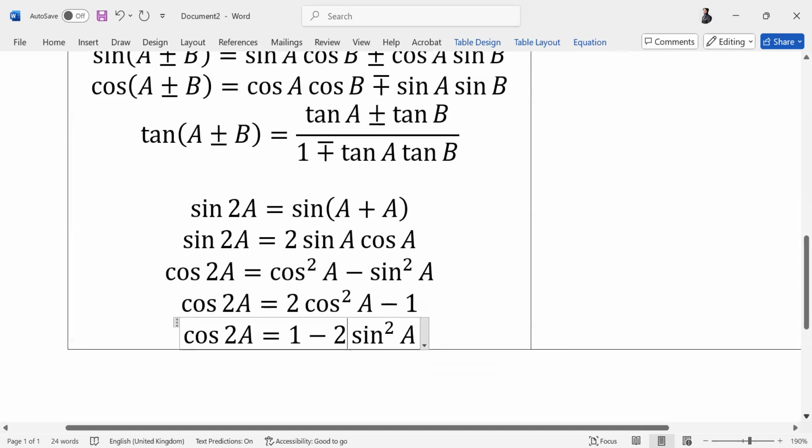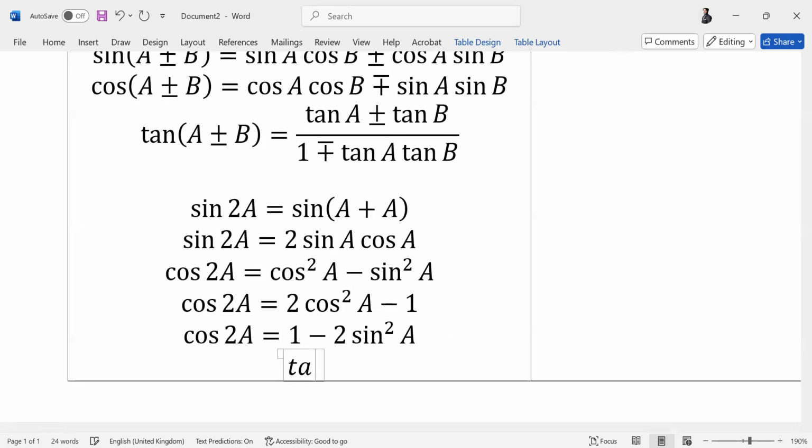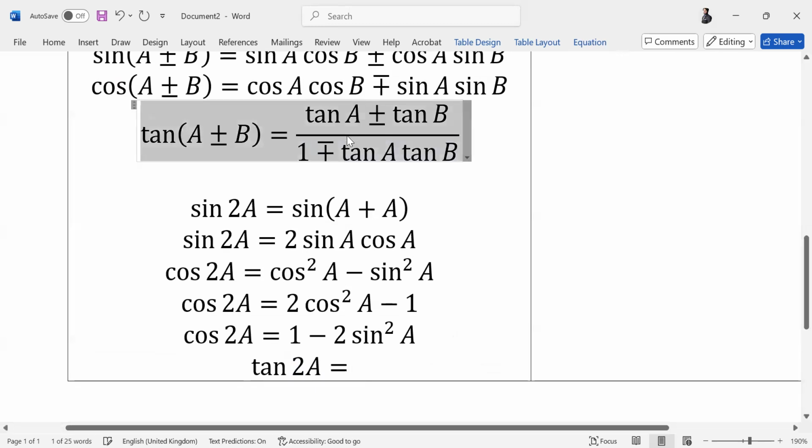Now just do this once for tan as well, and then we are almost done with the compound and the double angle. Tan 2A. Use the compound angle expansion that we have just studied and tell me what you get.